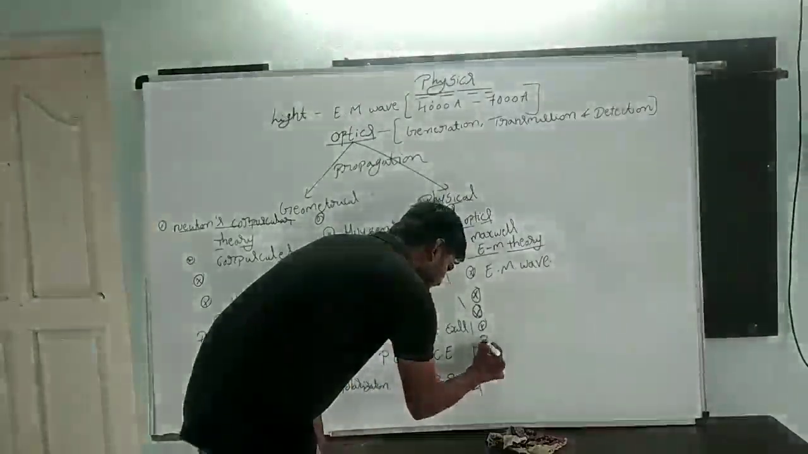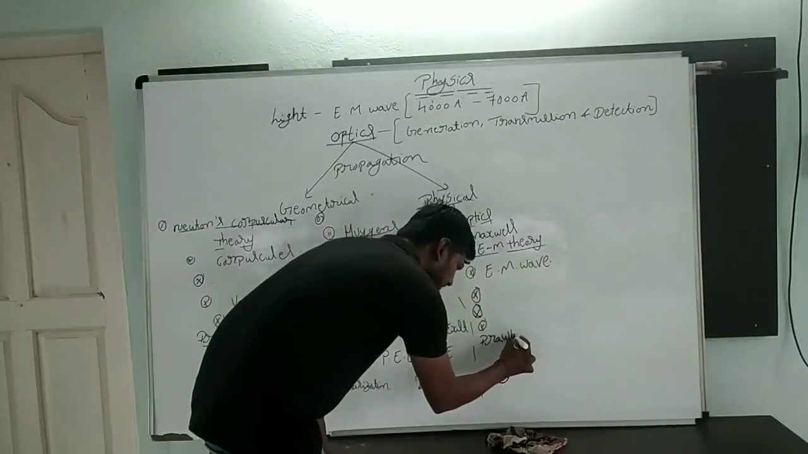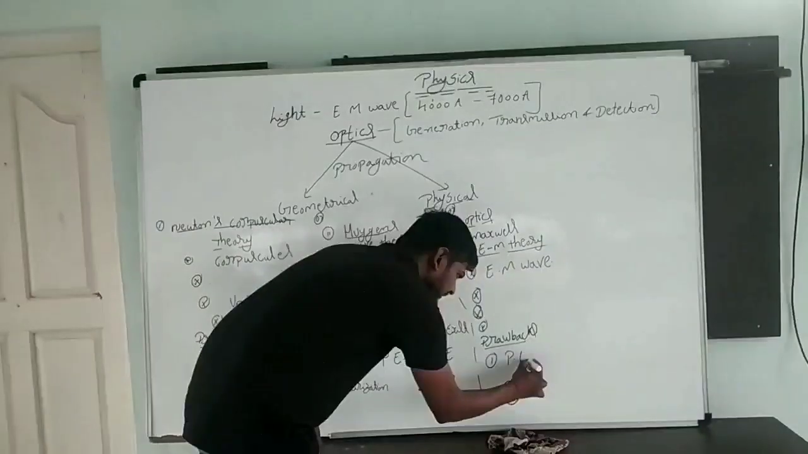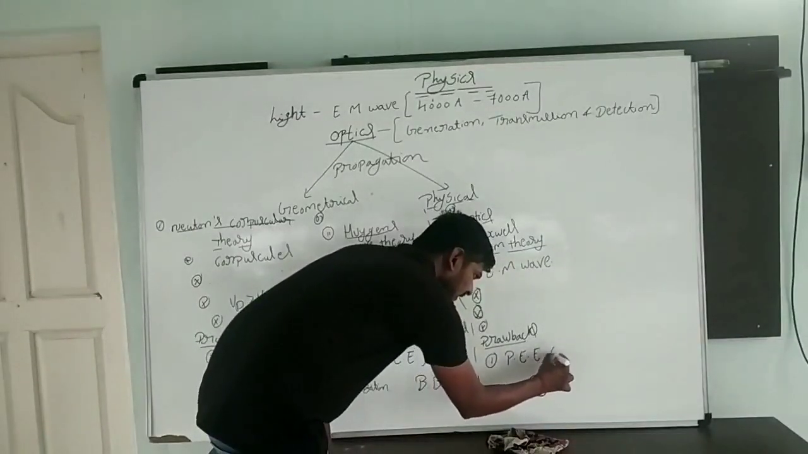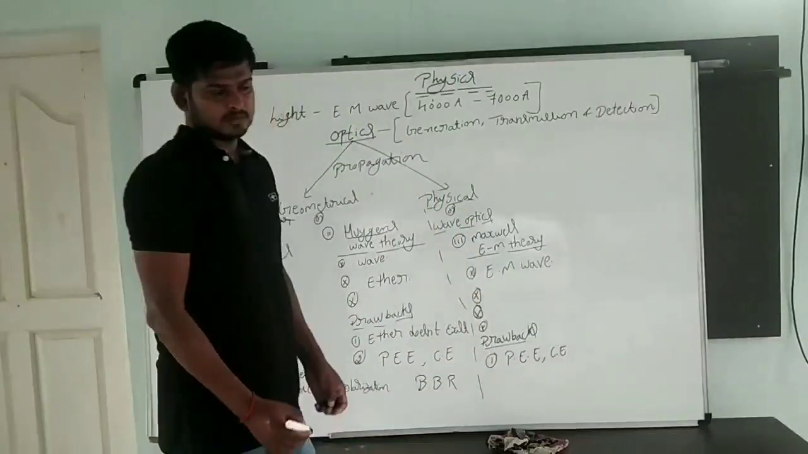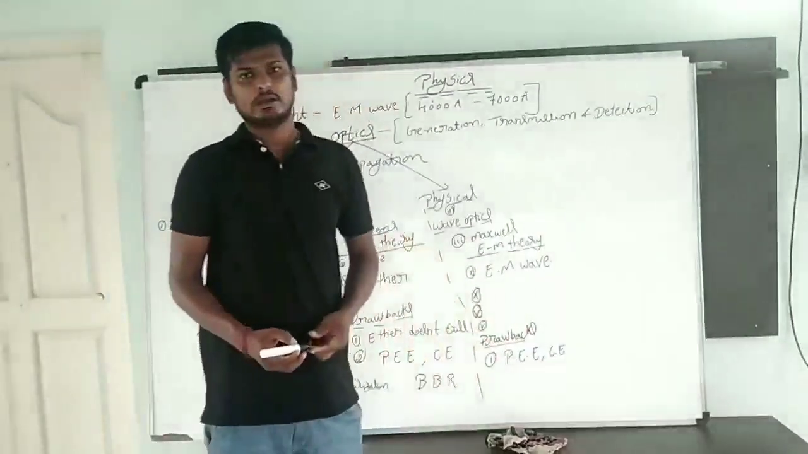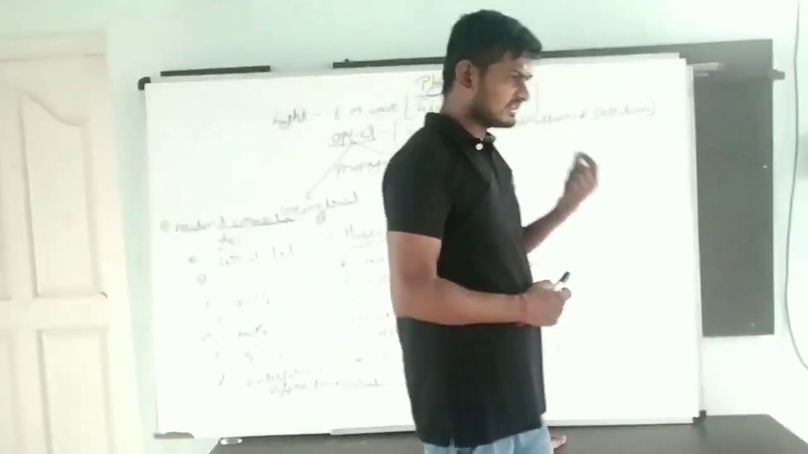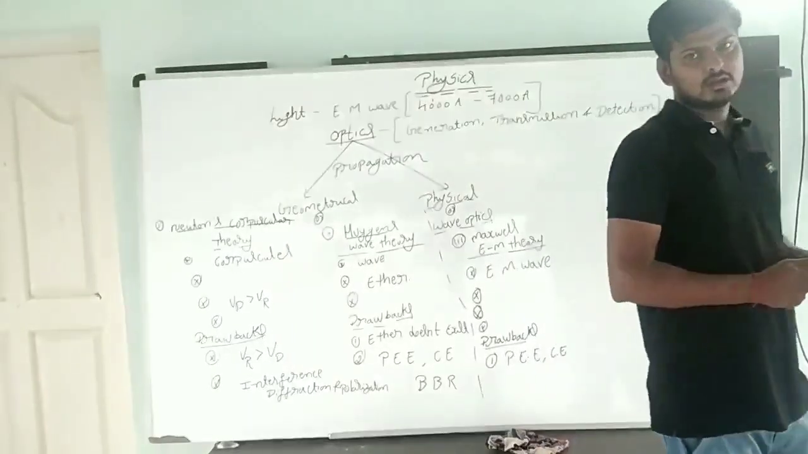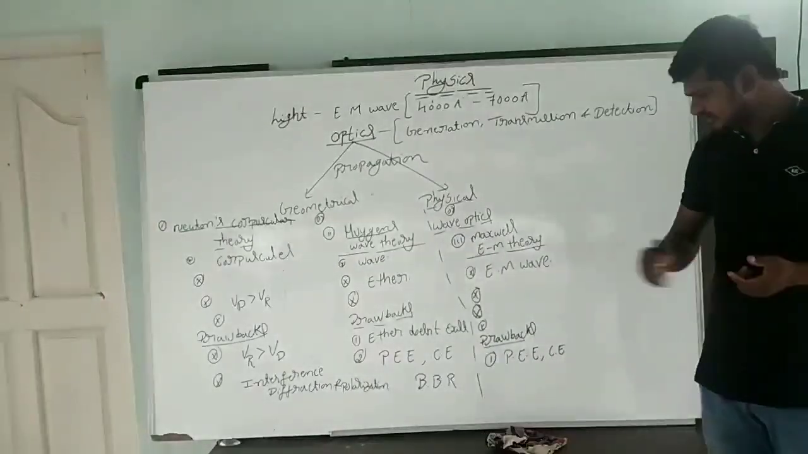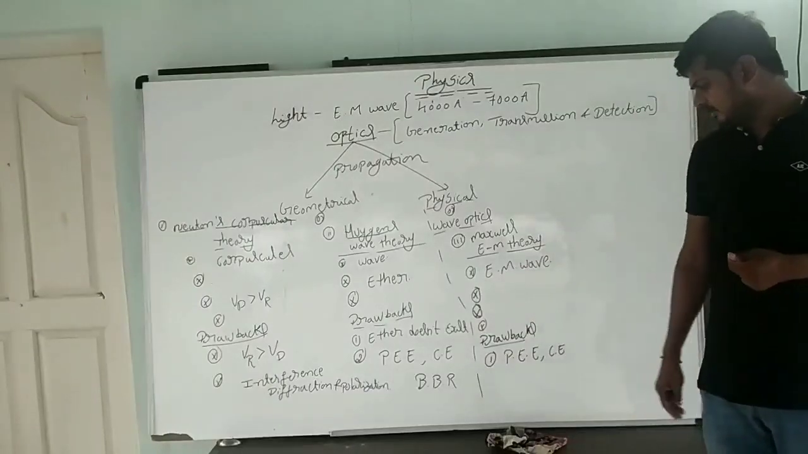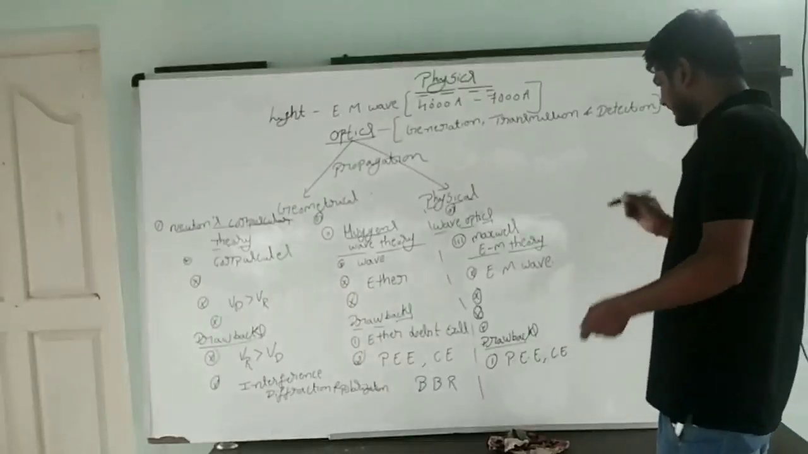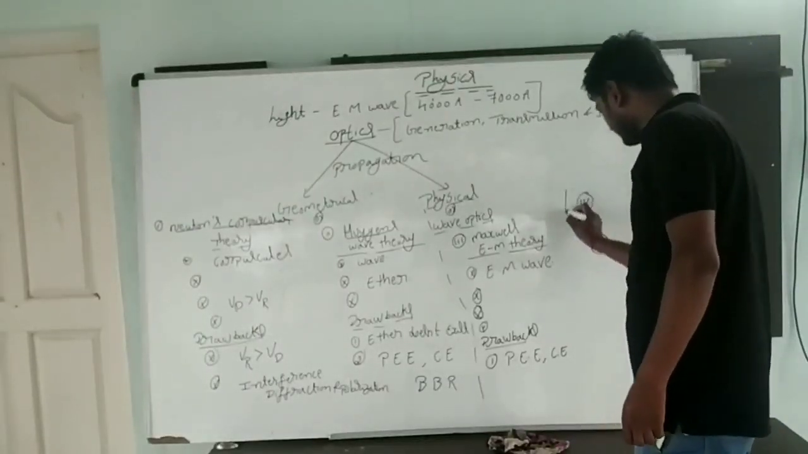But drawbacks. It fails to explain the photoelectric effect, Compton effect, etc. But it explains interference, reflection, refraction, diffraction, polarization and all. Next, one more theory came.